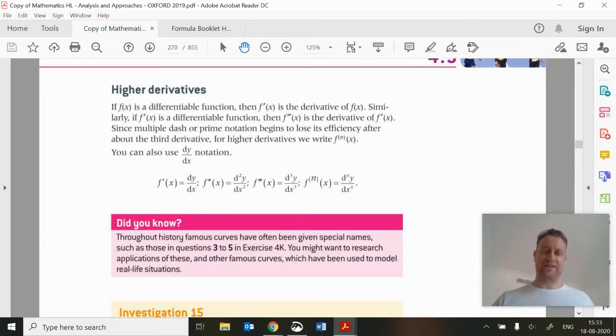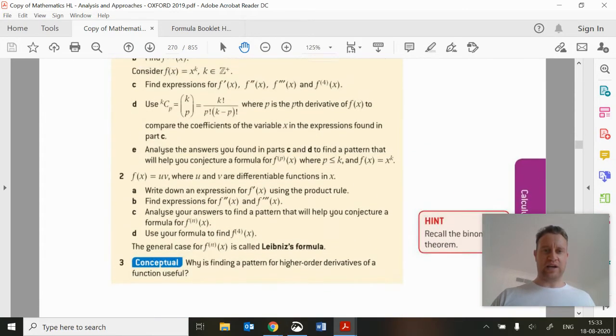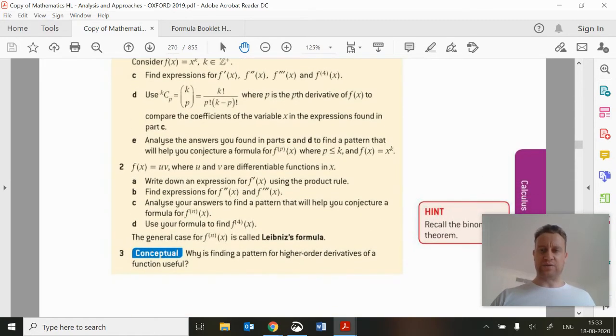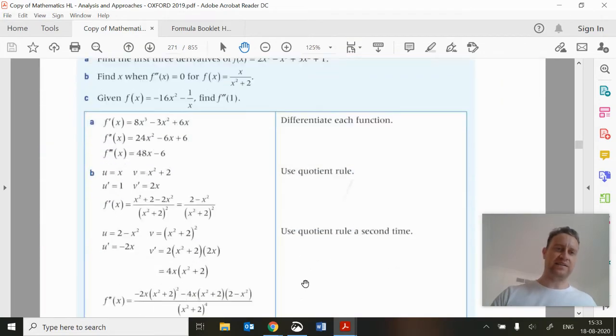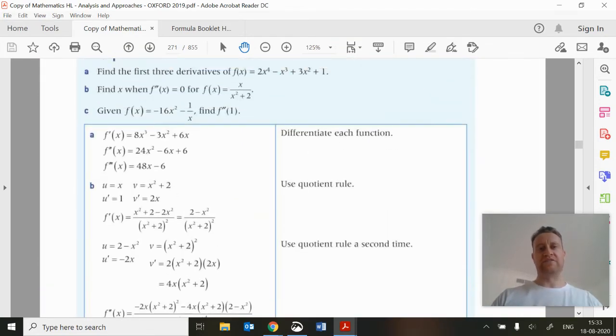Those kind of questions. Now there is a nice investigation here which leads to Leibniz's formula, and I'm going to leave that until the end. I'll talk a bit about that at the end, about generalizations of differentiating many times over. I will basically just deal with the two questions before 4L first.